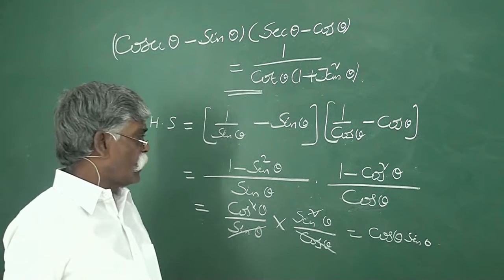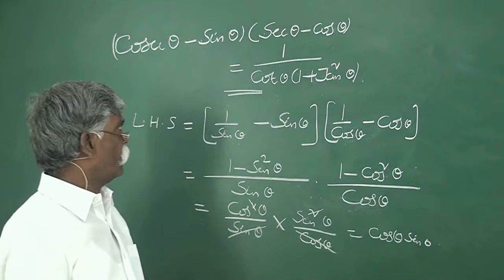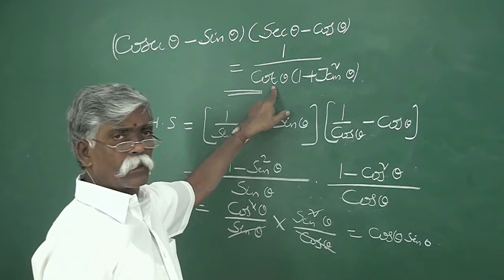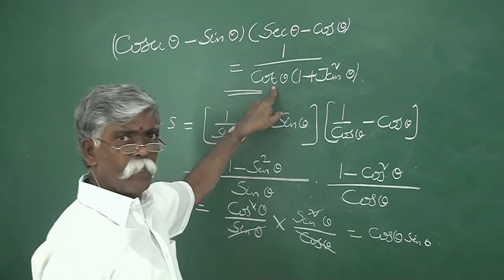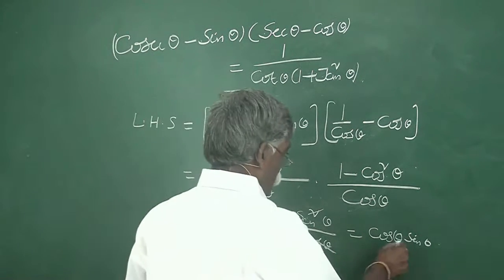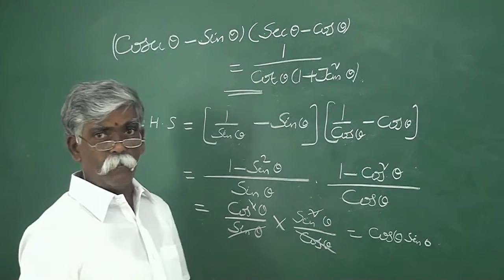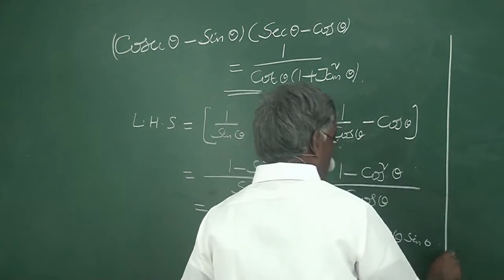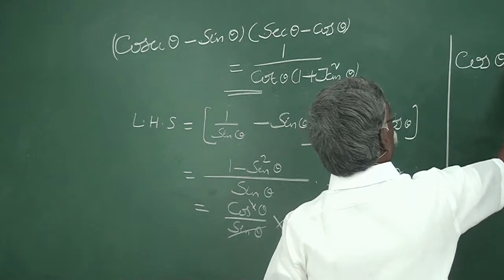If we want to get the answer only from LHS, here it is cot theta in the denominator. Cot theta in the denominator is tan theta in the numerator. Therefore, here we will divide this by cos theta and multiply by cos theta. So therefore, this is cos theta sin theta.